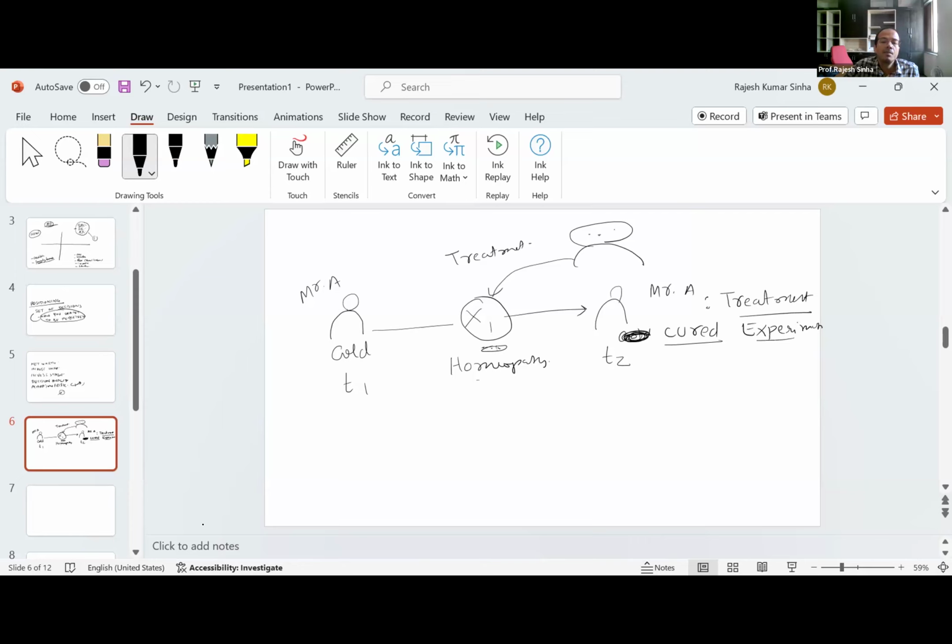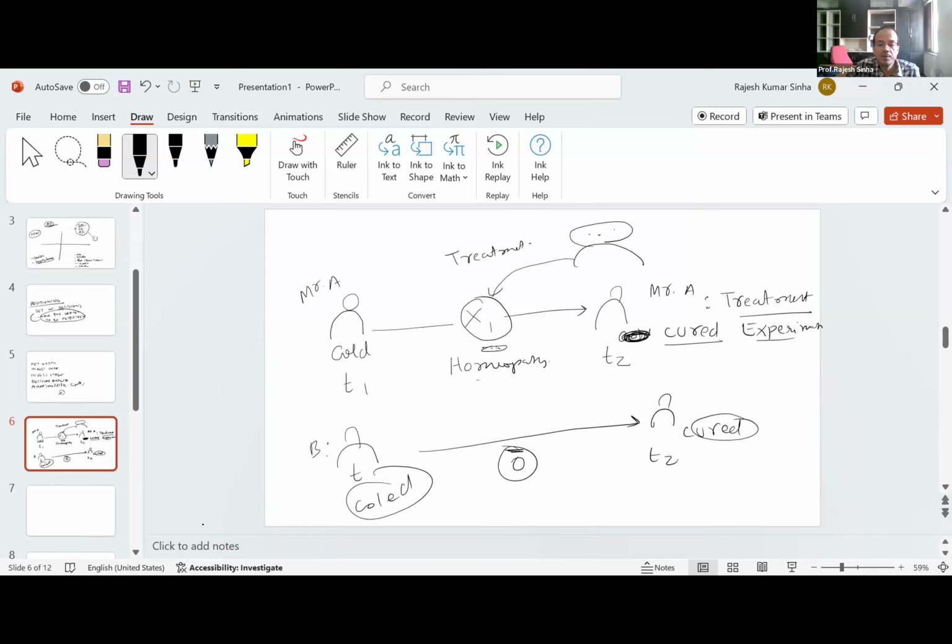All right. But people will say that this is wrong, because there is another person here. He is person B. At time 1, he was suffering from a cold, and after time 2, this fellow is cured of the cold. He is having no cold, and he has not taken any homeopathy medicine.